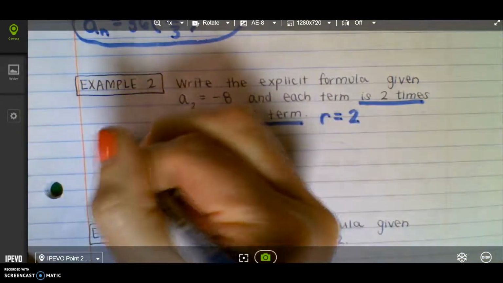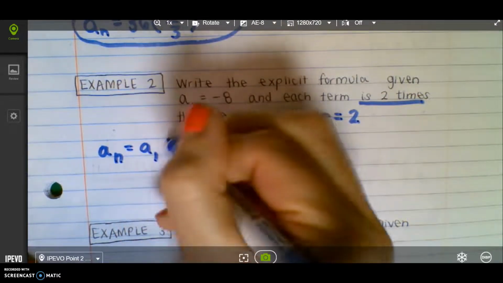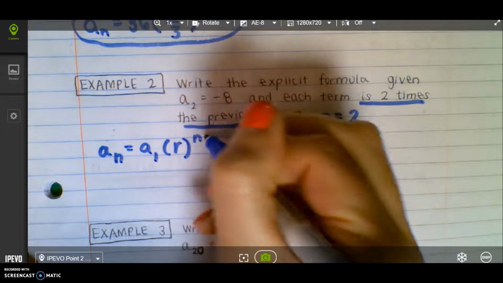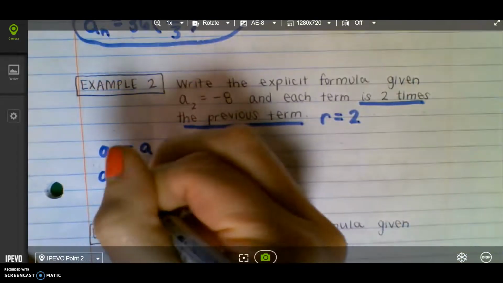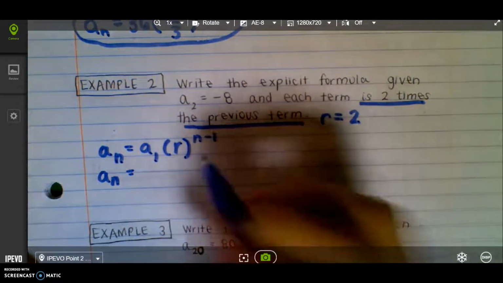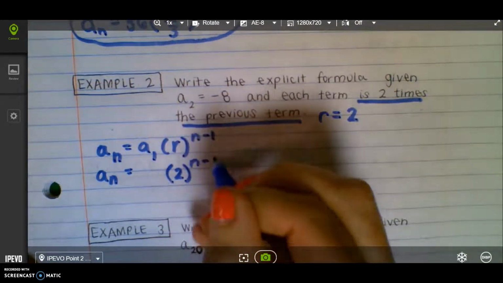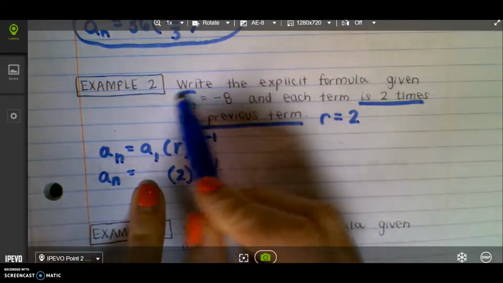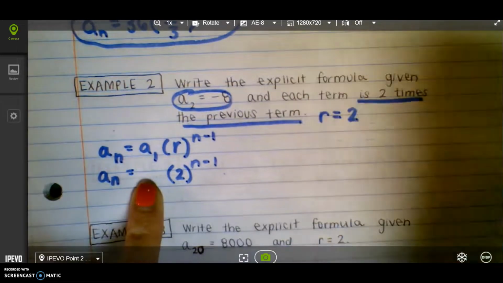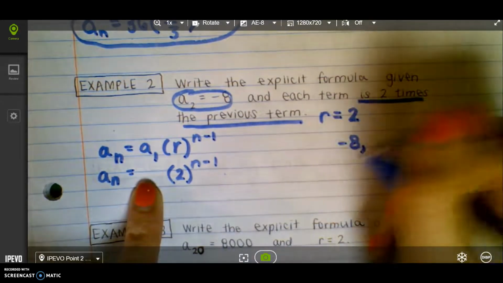So I'm going to write again my explicit formula. A sub n equals a sub 1 times r to the n minus 1. A sub n equals, I don't know the first term yet, but I do know the common ratio is 2. And even though I don't know the first term, I can find it. So I know the second term is -8. Second term is -8, and my common ratio is 2.